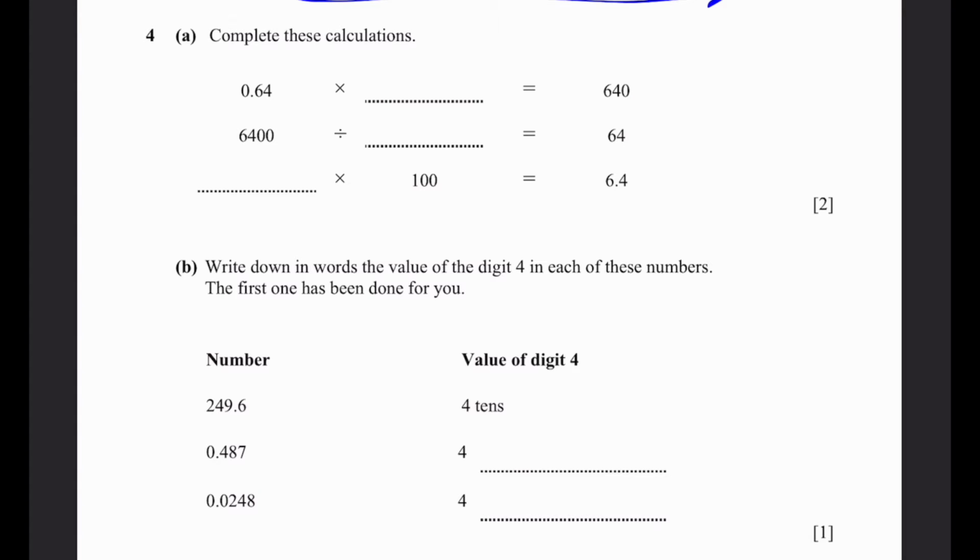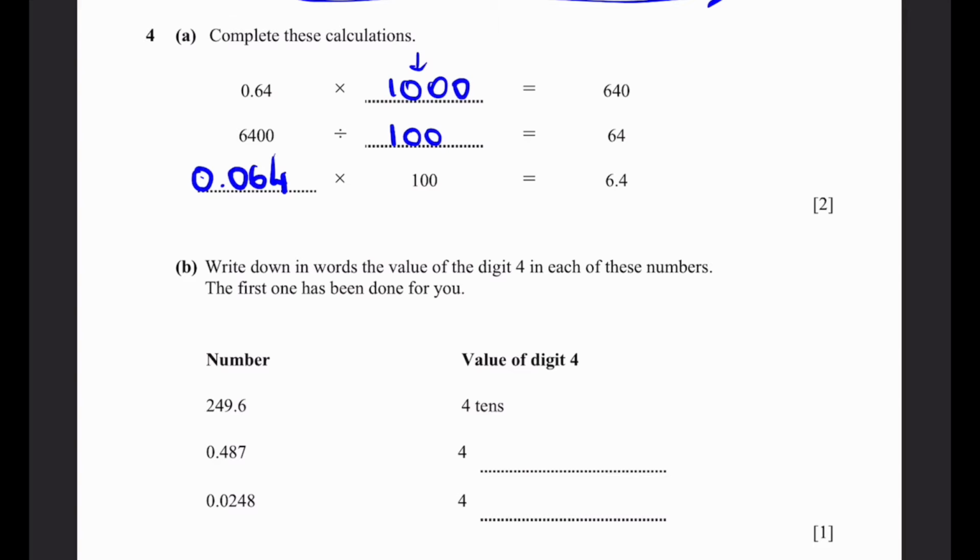4. A. Complete these calculations. 0.64 multiplied by dash equals 640. To find this number, we need to divide 640 by 0.64, which will be 1000. The second one is 6400 divided by dash equals 64. This is quite straightforward, so it is 100 here. Dash multiplied by 100 equals 6.4. So let's solve for the dash. That will be 6.4 divided by 100, which will be 0.064.